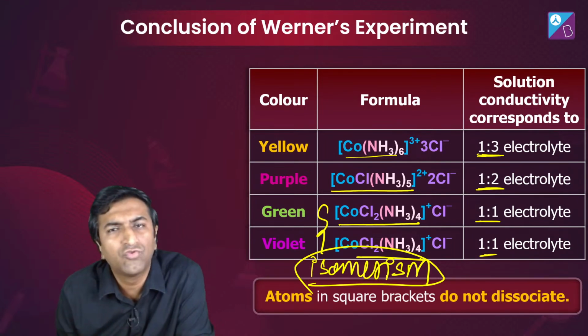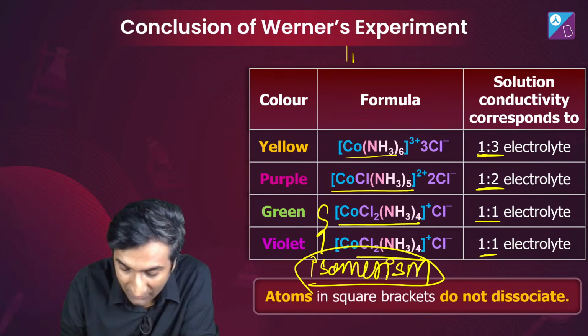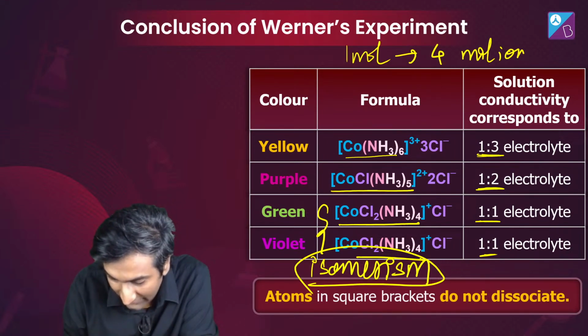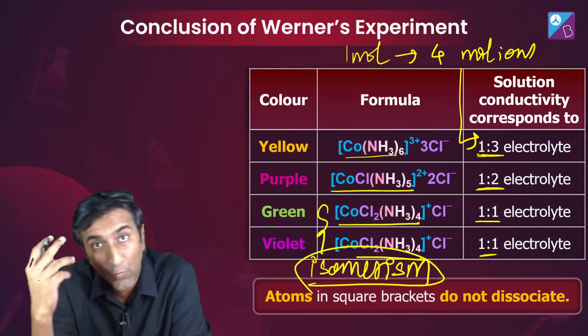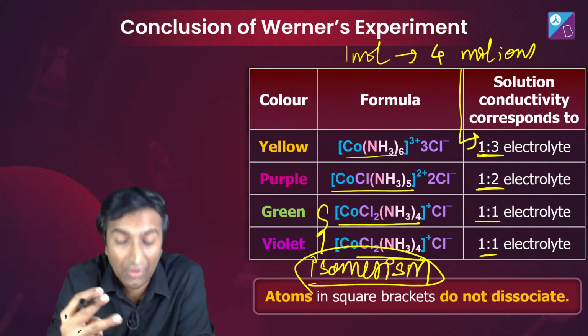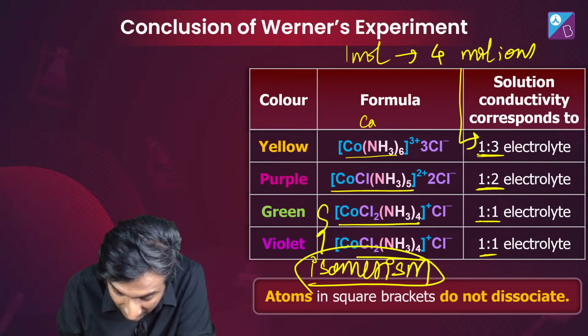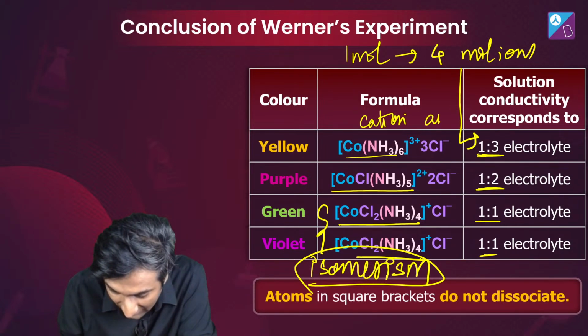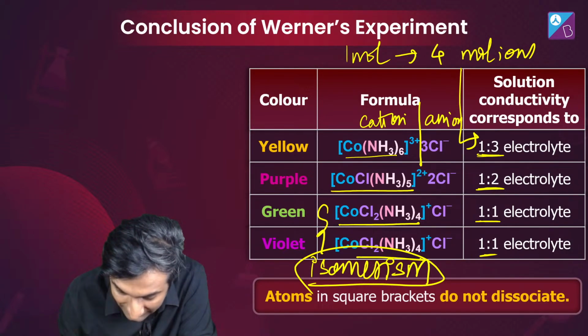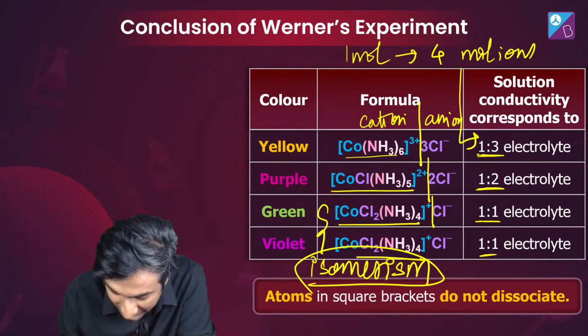इसका क्या मतलब हुआ 1:3? मतलब कि 1 मोल दे रहा है 4 मोल आयंस. ओके, 1:3 मींस 4 मोल्स. 1 कैटायन, 3 एनायंस. ये है कैटायन आपका, ये है एनायंस, राइट? 1:3 का ये मतलब हुआ, 1:2 का ये, 1:1 is this, 1:1 is this.